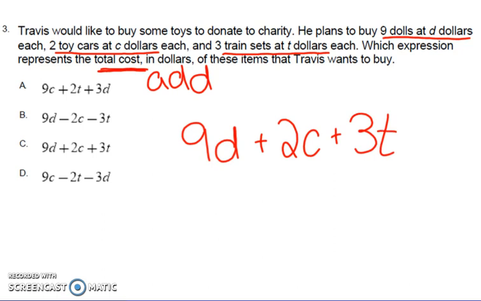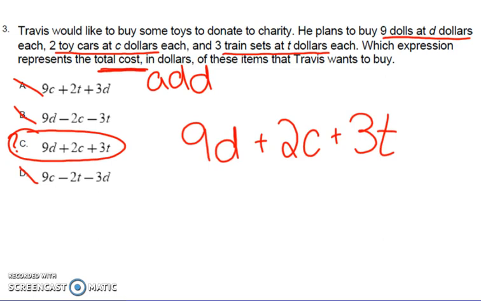Well, if I look, letter A has 9C. I have 9D, so that doesn't work. Letter B, we're subtracting everything, but keep in mind, total cost, we need to add it all together, so that's not going to work. Letter C looks exactly like what we had, but let's just check to make sure. Letter D, again, they're subtracting, and we can't subtract if we want total cost. That leaves answer choice C as our final answer.